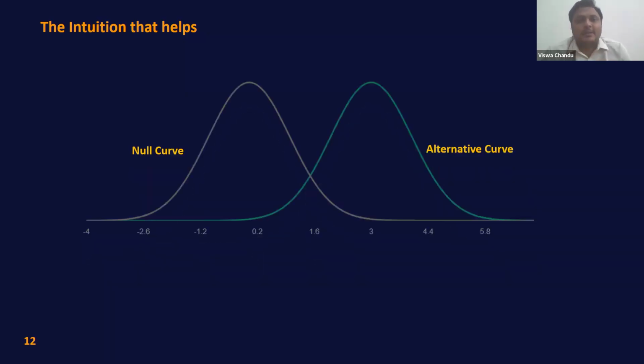Yes. Now I have a null hypothesis curve and an alternative hypothesis curve. And this is very, very important for sample size estimation. Actually, in understanding how sample sizes are calculated that way, this is very, very important. So there is a null curve and there is an alternative curve.